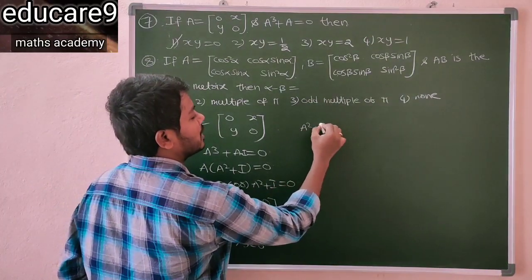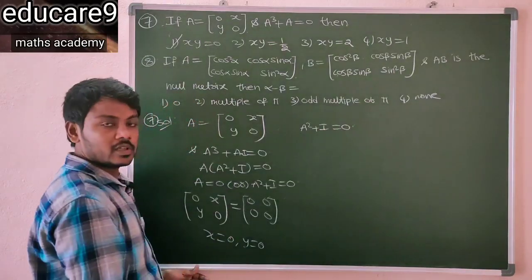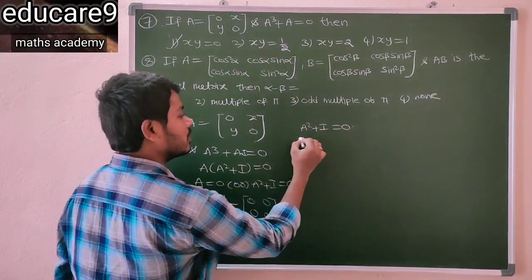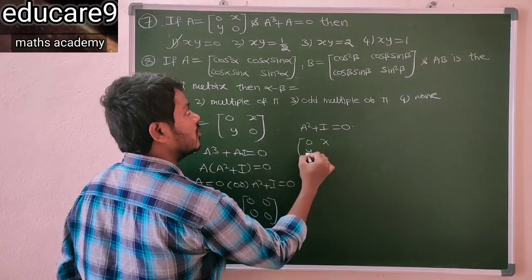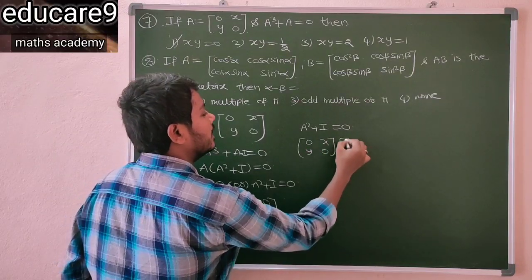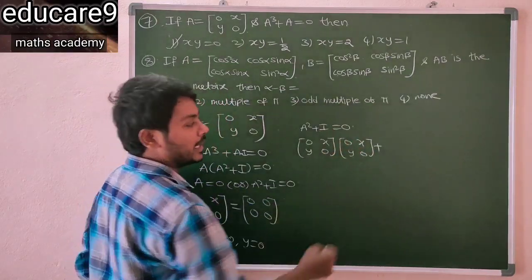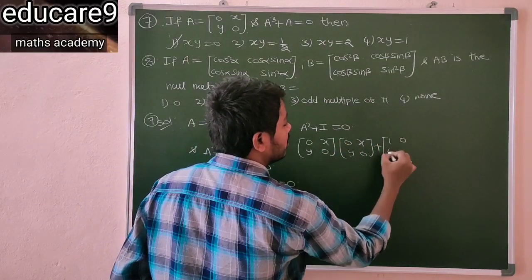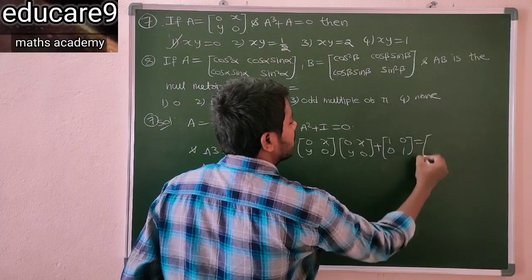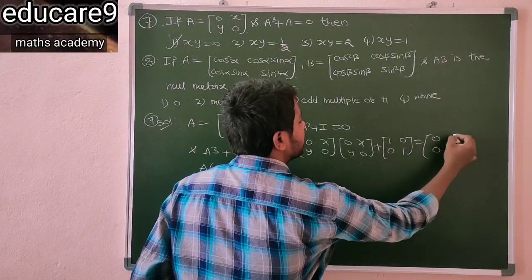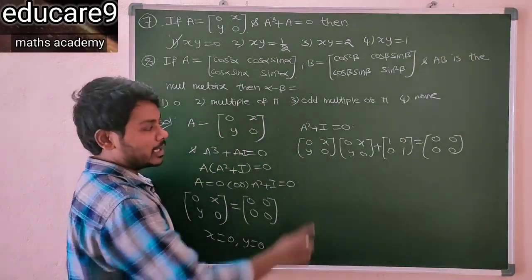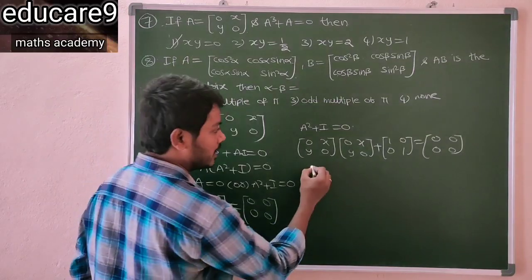Or using A^2 plus I. So A^2 plus I is equal to 0. So what is A^2? That is [0 x; y 0] into [0 x; y 0] plus identity matrix, that is [1 0; 0 1], is equal to [0 0; 0 0]. Now multiplying these two, what do you get?